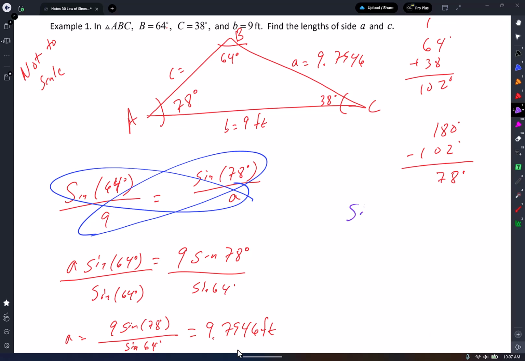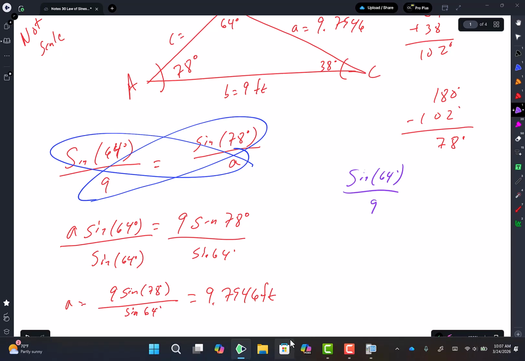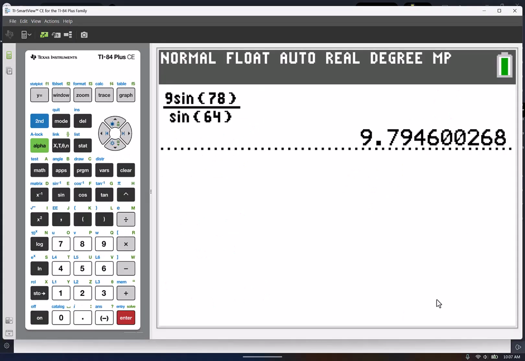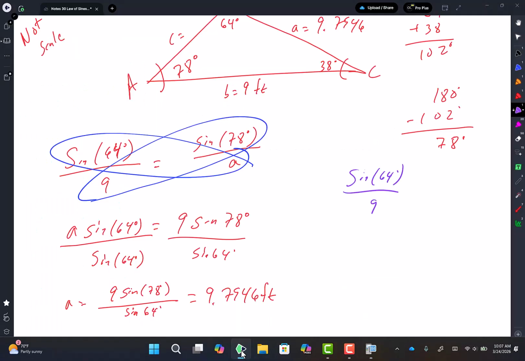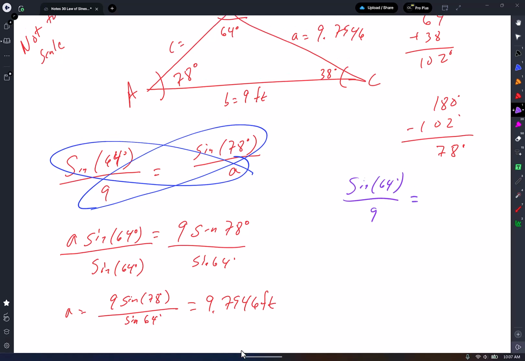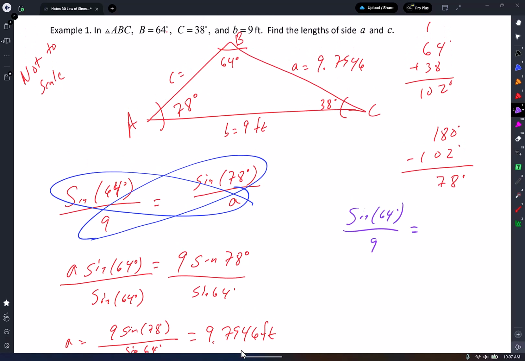Sine 64 over 9. Chop, why are you starting with that? Well, I could use sine 78 over 9.7946, but that's rounded. See, that keeps going. So I want to use something that's perfect. So sine 64 over 9 equals, and I want to figure out the c, so I need sine 38 degrees over little c. Do you see what I just did, guys?